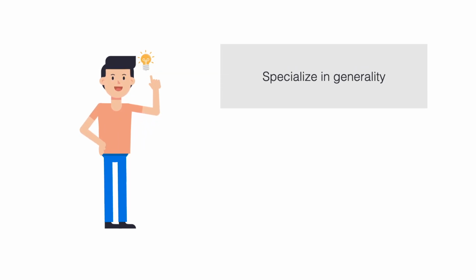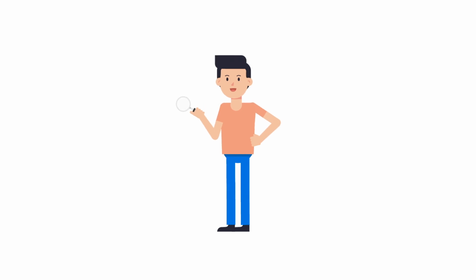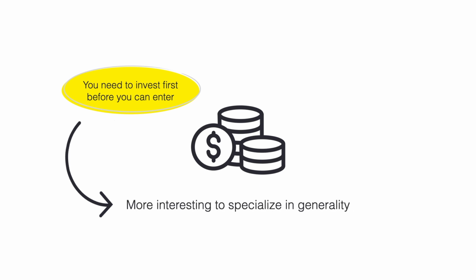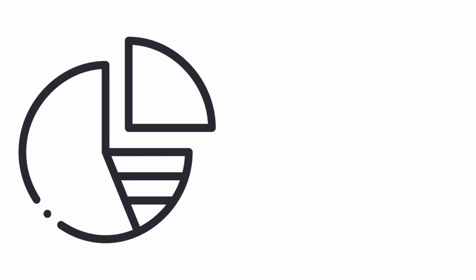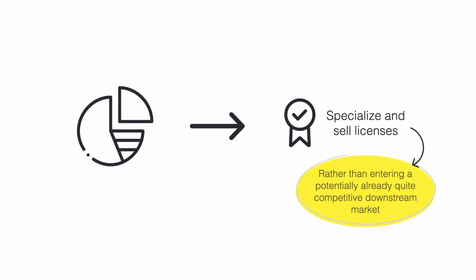This strategy is to specialize in generality. Your technology is so general that not only you, but multiple firms further downstream find it valuable. When would you want to specialize in generality? We can think at least of two conditions. Say you don't have a lot of prior assets in the downstream market. Then you would need to invest first before you can enter. This should make it more interesting to specialize in generality. And similarly, if there's broad intermediate demand, then you would also want to specialize and sell licenses rather than entering a potentially already quite competitive downstream market.